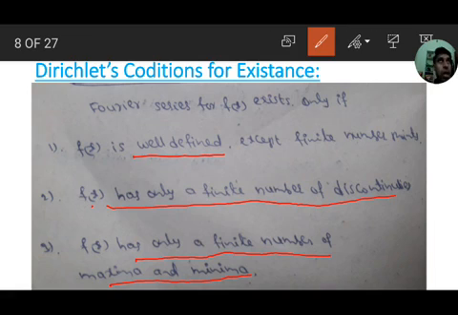Finite number of maxima and minima. First condition: f of x is well defined except at a finite number of points. Second, f of x has only a finite number of discontinuities. Third, f of x has only a finite number of maxima and minima. If these conditions are true, then the Fourier series for f of x exists. These conditions are known as Dirichlet's conditions for existence.